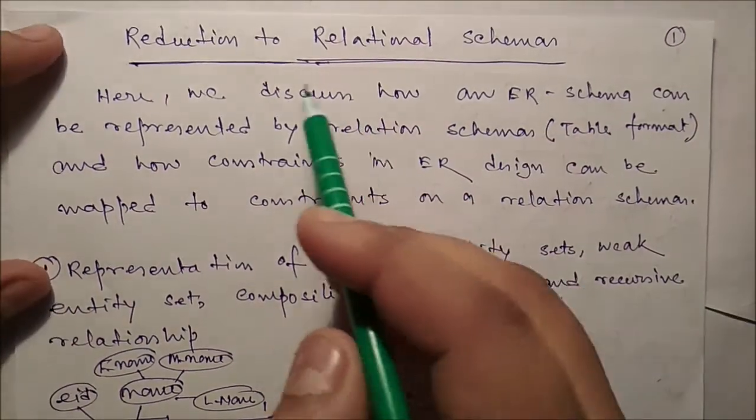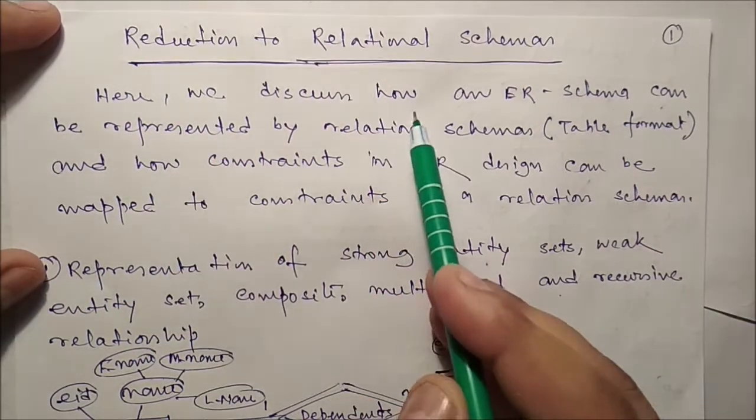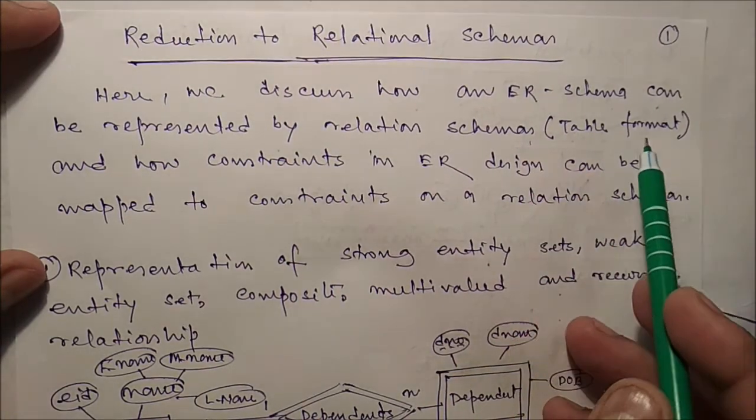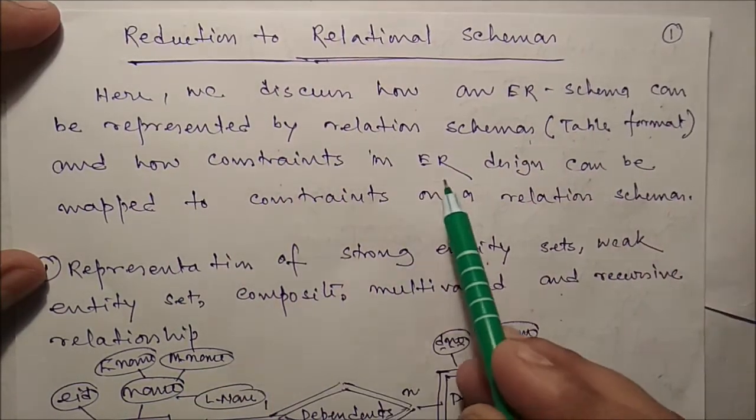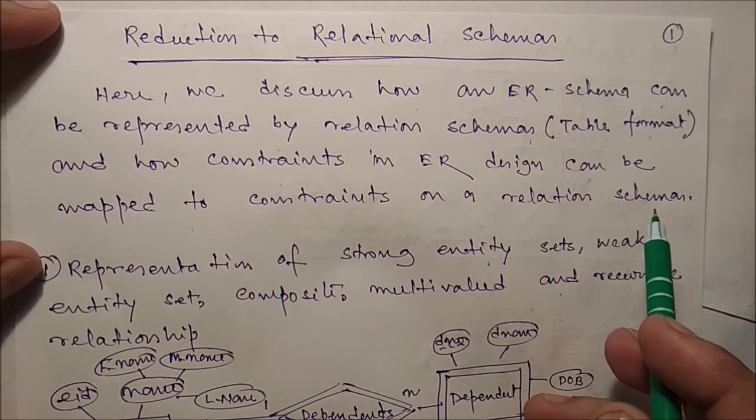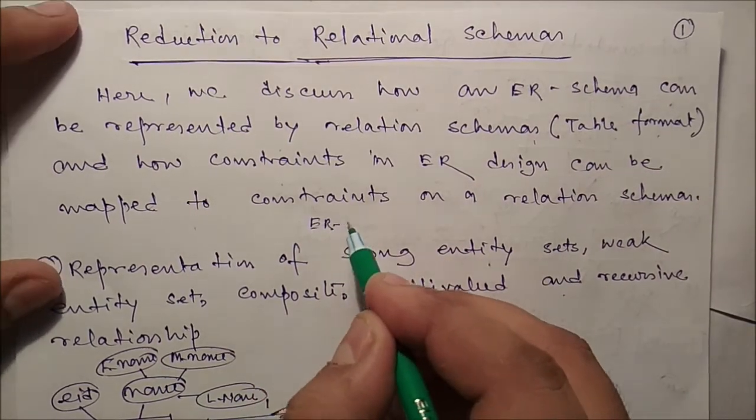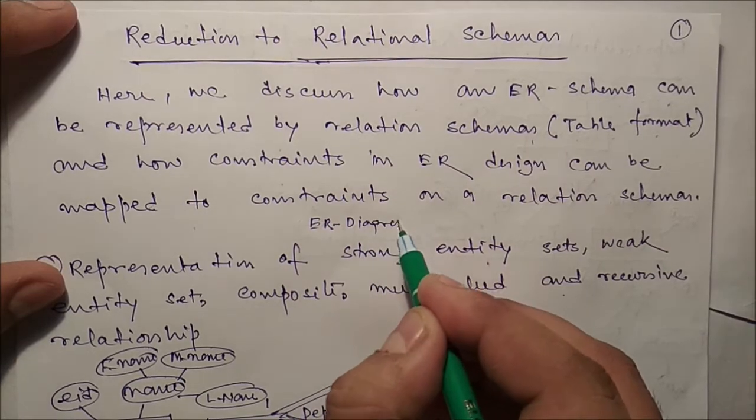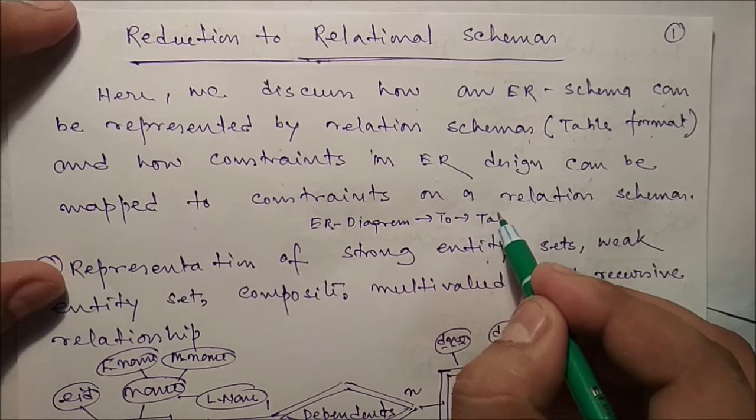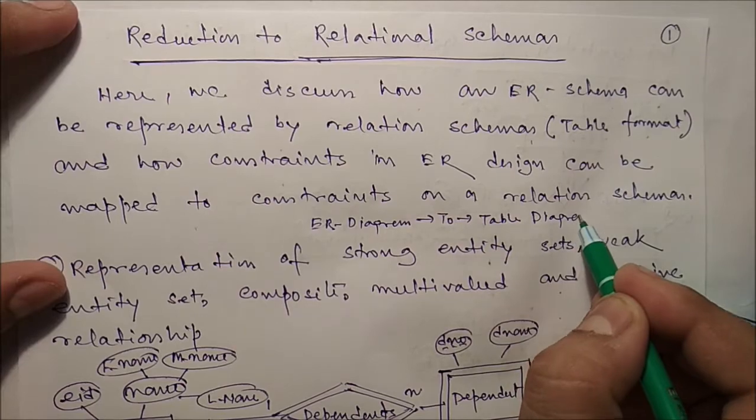Okay, hello friends. Here we will discuss reduction to relational schemas. Now here we discuss how an ER schema can be represented by relational schemas or in table format, and how constraints in ER design can be mapped to constraints on relational schemas. That means how we convert an ER diagram to a table diagram, in short.